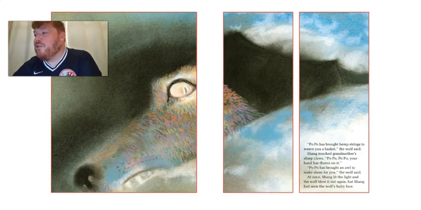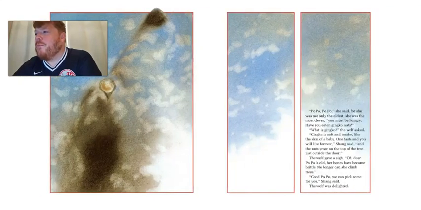Shang touched grandmother's sharp claws. "Po Po, Po Po, your hand has thorns on it." "Po Po has brought an awl to make shoes for you," the wolf said. At once, Shang lit the light and the wolf blew it out again. But Shang had seen the wolf's hairy face. "Po Po, Po Po," she said, for she was not only the eldest, she was the most clever. "You must be hungry. Have you eaten ginkgo nuts?"